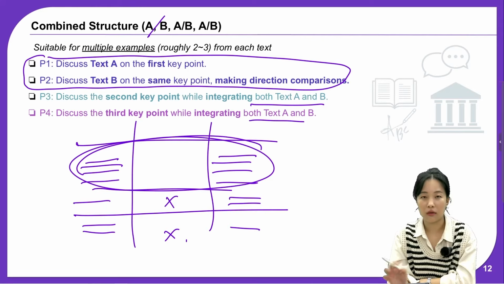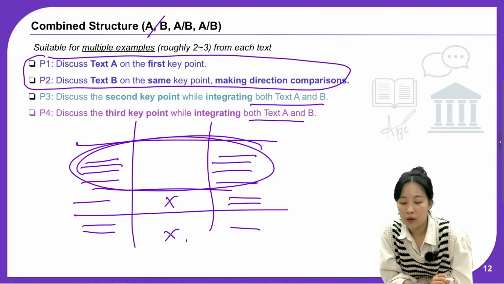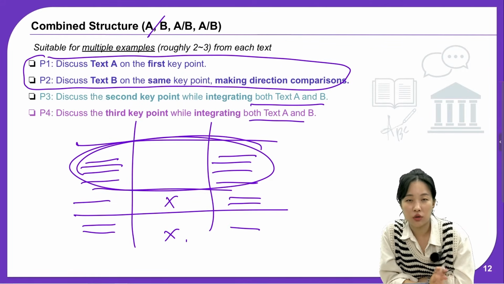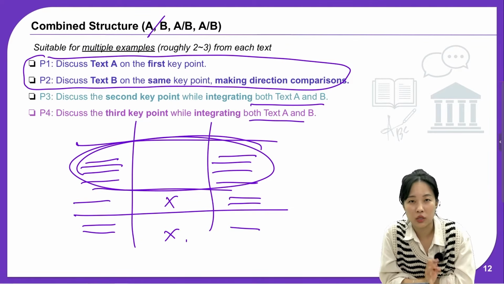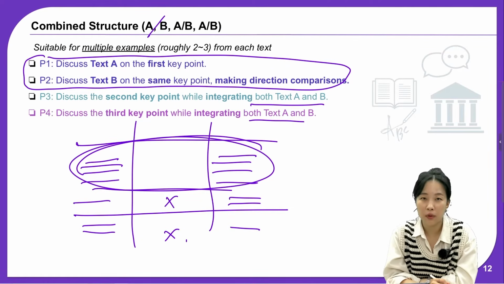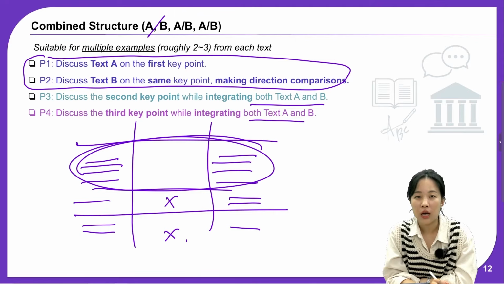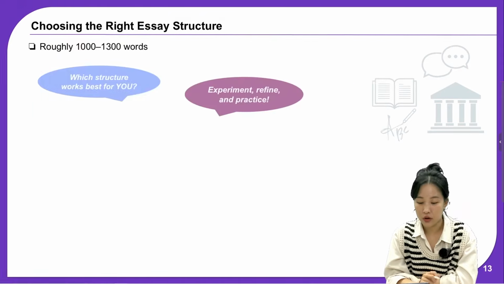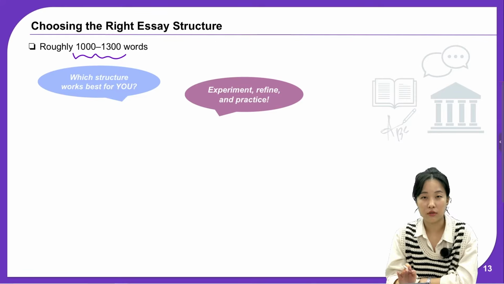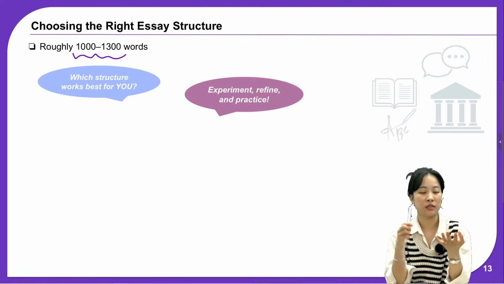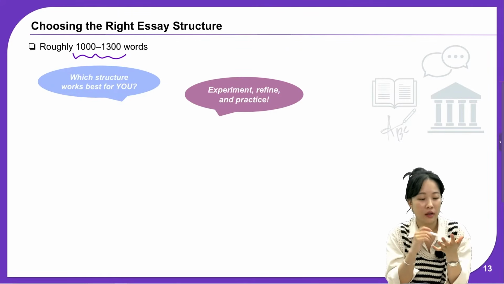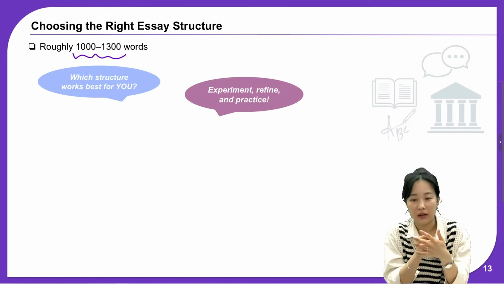And so one thing that I want to say is there is no structure that will always guarantee a higher score. But it's important that you stick with a structure and that you practice. So the right essay structure, ultimately, you just want to write your body paragraphs that are around 1,000 to 1,300 words. So that means if you're writing 6 body paragraphs, you divide 1,000 by 6, okay, if you're writing 4 body paragraphs, you divide 1,000 by 4.